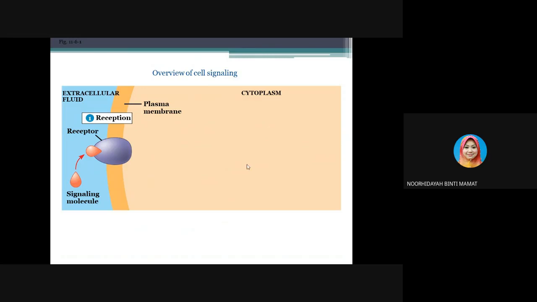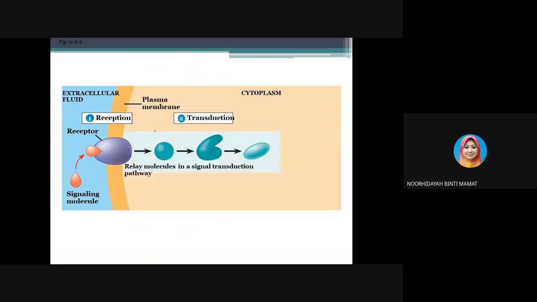Then it will go to the transduction pathway, which is a relay of molecules in the signal transduction pathway. It passes on the molecules in the signal transduction pathway. So this is the transduction step, the second step, and the third one is the response. After the molecules have been relayed in the signal transduction pathway, it will convert the signal into the response. So here is the activation of the cellular response. This is the overview of cell signaling.